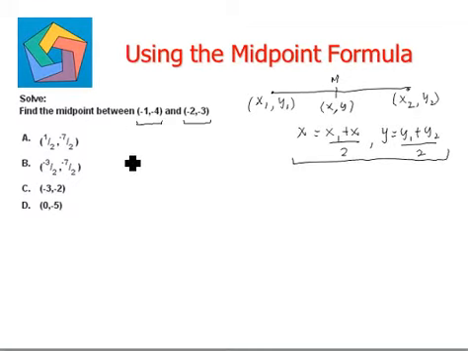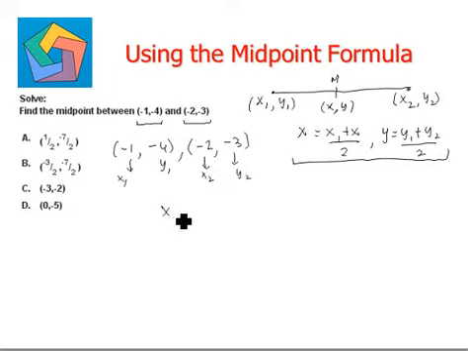Coming back to the question, we are given -1, -4. So we write down -1, -4 and -2, -3. Let this be x1, this is y1, this is x2, and this is y2. Let the coordinates of midpoint be x, y. Now using the formula, x equals x1 plus x2 divided by 2. So we plug in the value of x1, that's -1, x2 is -2, divided by 2, which is equal to -1 minus 2, which is -3 by 2.